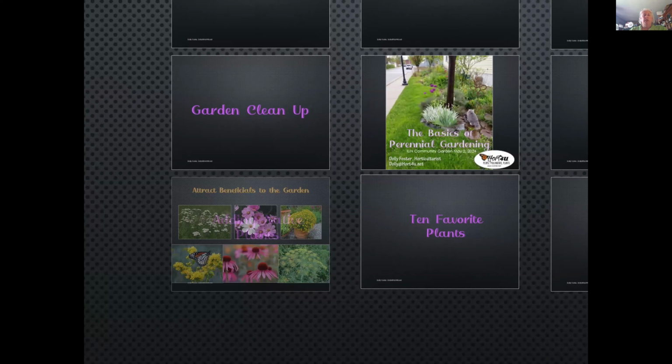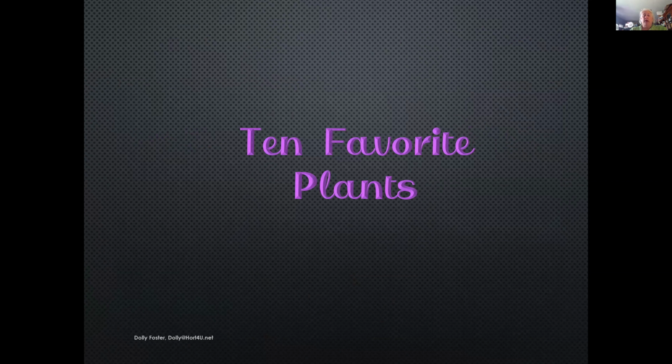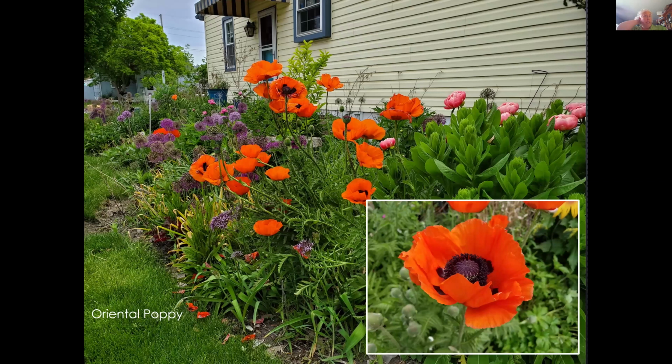Ladybugs also appreciate those kind of plants too. They have tiny flowers but copious amounts of pollen because they eat pollen. So this is 10 of my favorite plants.